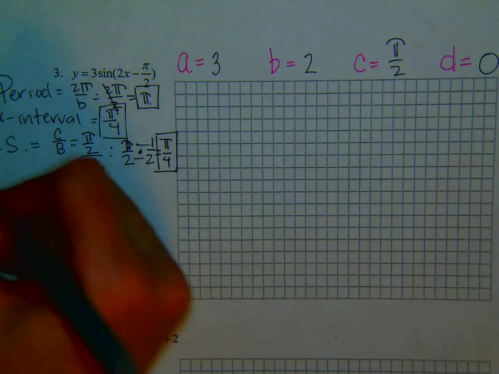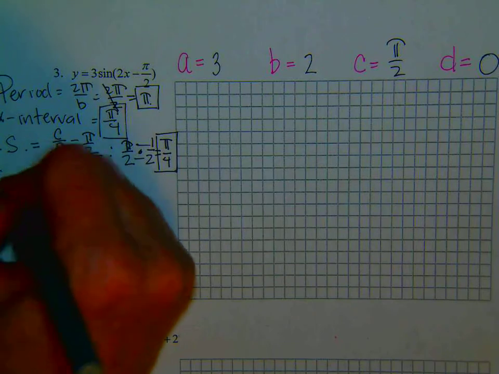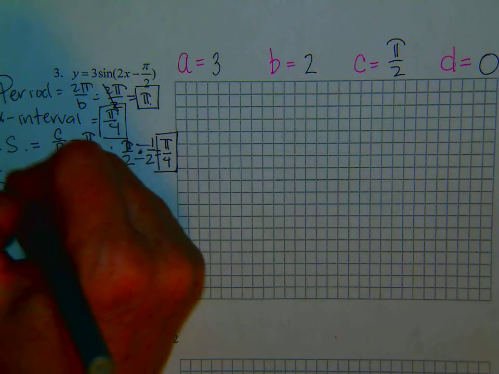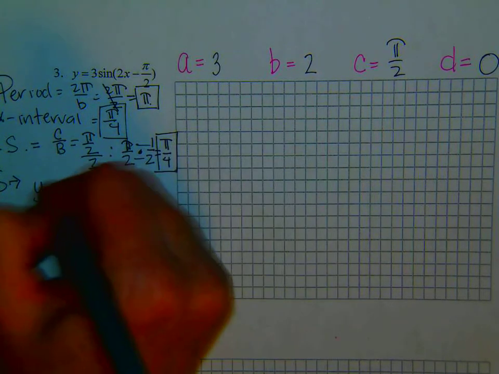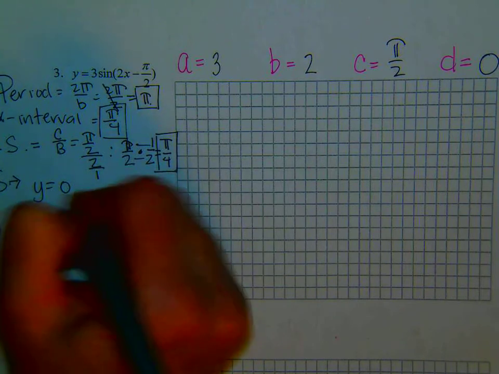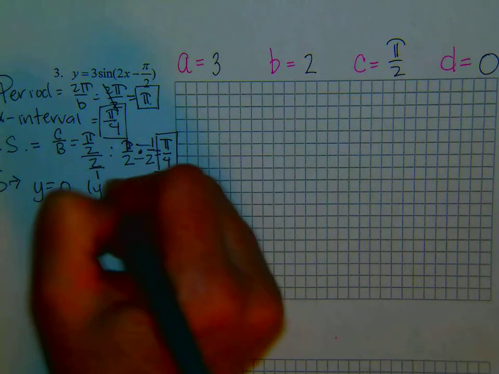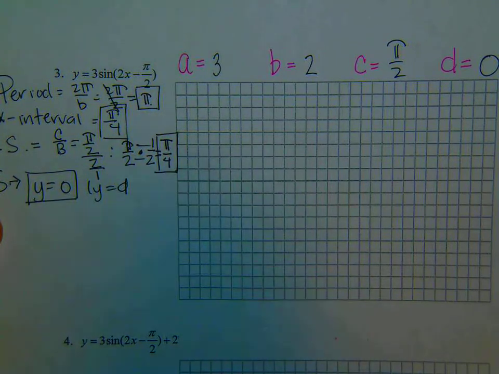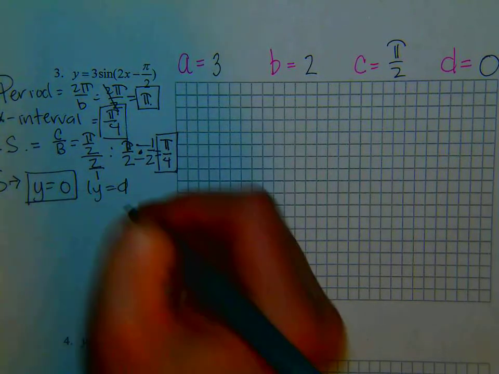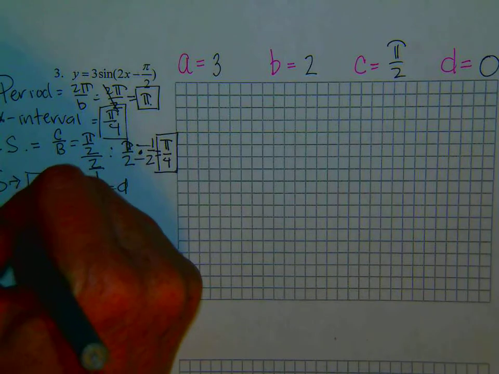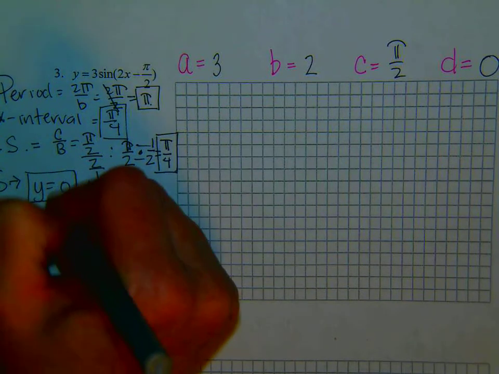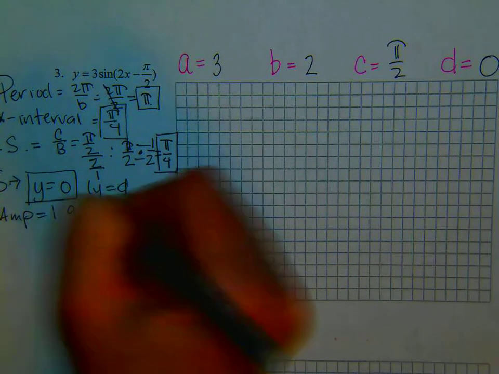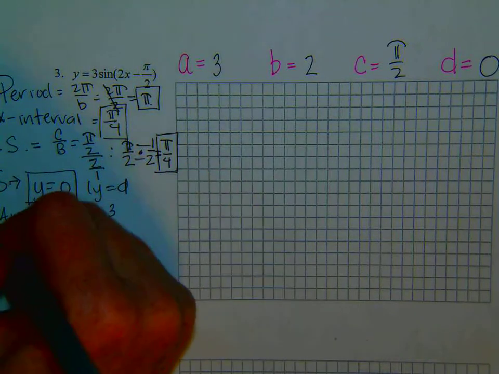Okay, now we're going to do the vertical shift. The vertical shift is y equals d. So that's y equals 0. Now we know our amplitude. Amplitude equals the absolute value of A, which equals 3. Now we want to do our table.